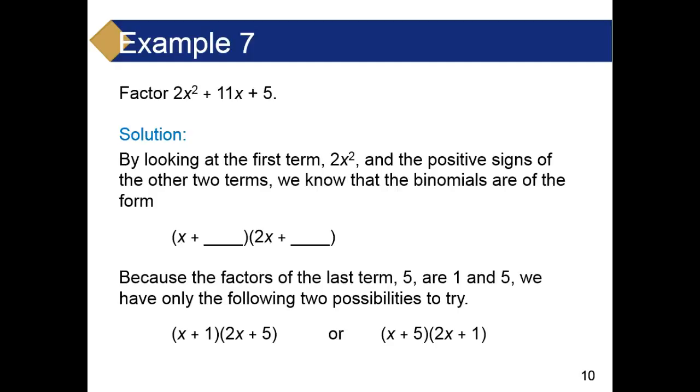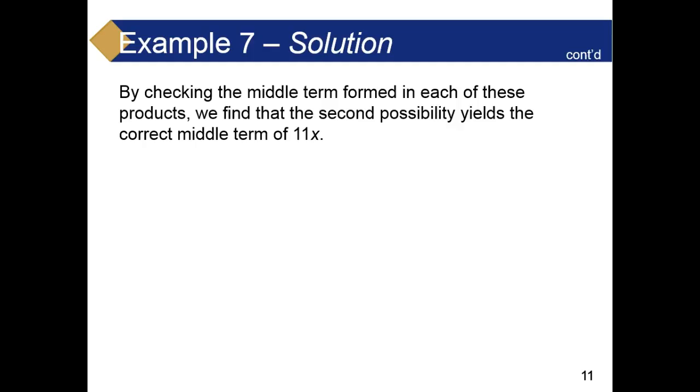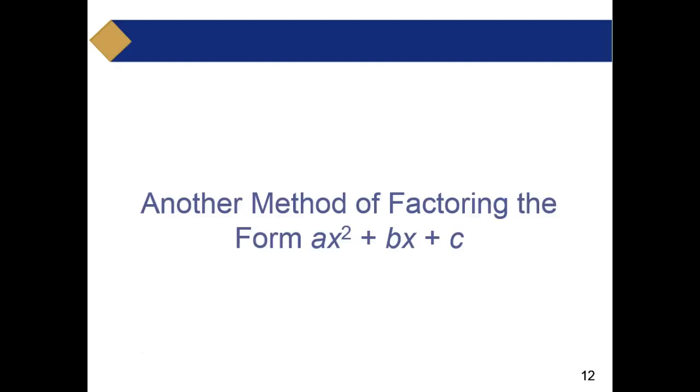That's why they call it trial and error. Try the factorization. Test it. If it works, go with it. If it doesn't work, try something else. The trial and error part. By checking the middle term formed by each of those products, we find that the second possibility yields the correct middle term, 11x. Therefore, that's your factorization. Okay? We're writing it down as many times as possible.